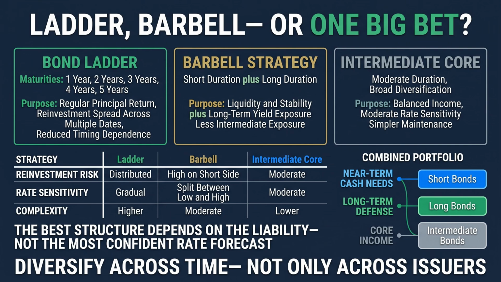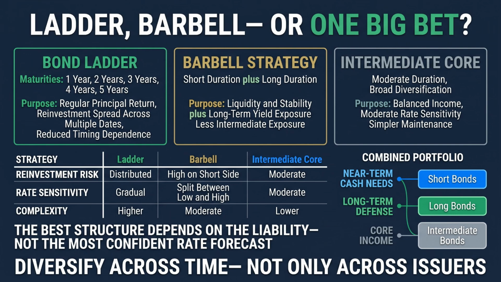A bond ladder spreads maturities across several dates. For example, portions of the portfolio may mature in 1, 2, 3, 4, and 5 years. As each segment matures, the investor can use the cash or reinvest it at the far end of the ladder. This distributes reinvestment risk over time instead of making the entire portfolio depend on rates available on one date.